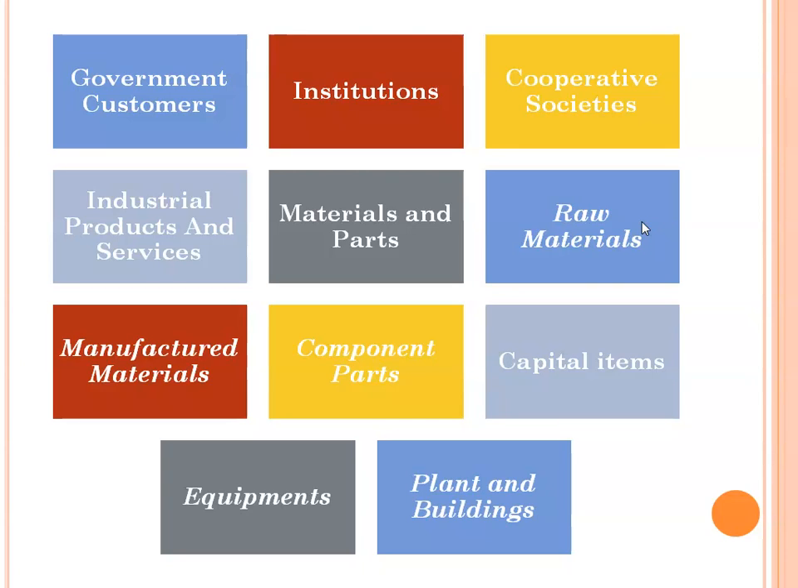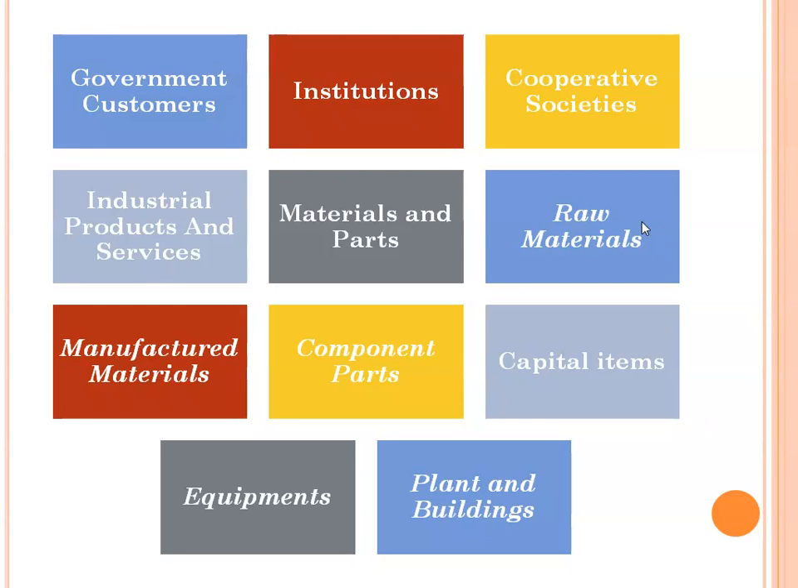So government customers in India, the largest purchasers of industrial products, are central and state government departments, undertakings, and agencies such as railways, Department of Telecommunications, Defense, the Director General of Supplies and Disposal, maybe the state transport undertakings, state electricity boards, and so on and so forth. These government units purchase almost all kinds of industrial products and services. They represent a huge market.